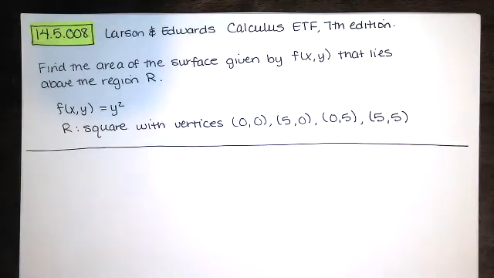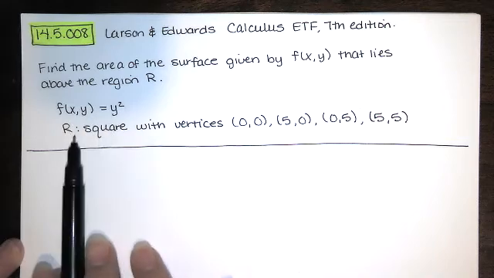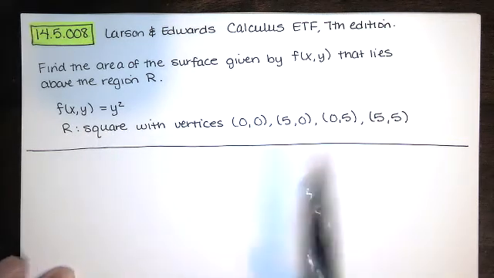In this video, we solve problem 14.5.008 from the Larson and Edwards Calculus Early Transcendental Functions text, 7th edition. We're asked to find the area of the surface given by f of x, y that lies above the region R. In this case, f of x, y is y squared and R is a square with these vertices in the xy plane.